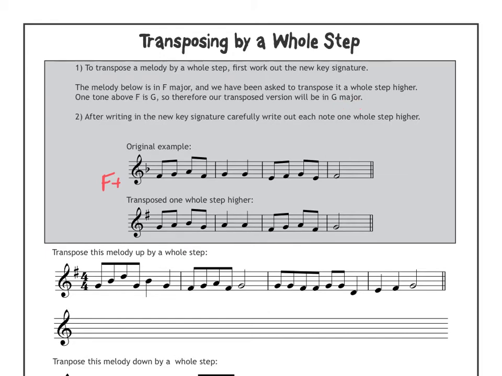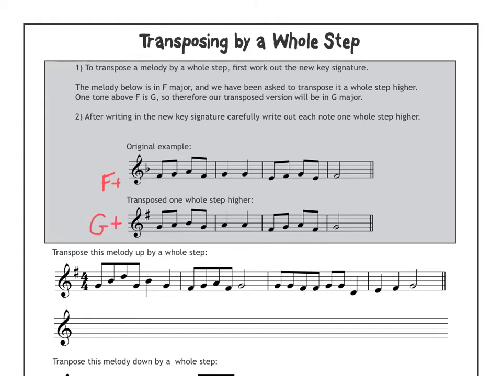All you have to do to transpose from one key a whole step higher is look at your tonic note. In the key of F major, your tonic is F. All you have to do is travel the distance. If we're being asked to travel one tone or one whole step, what is one whole step above this? Here's our old tonic. Our new tonic is one whole step higher, or G. So our transposed version is in G major.